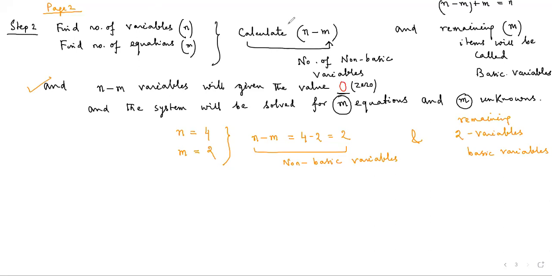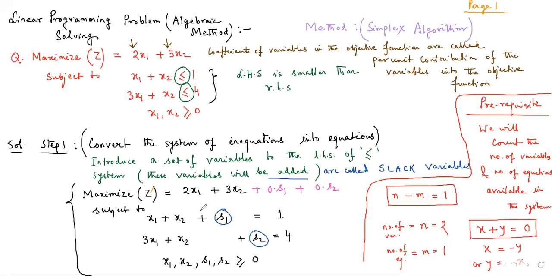The rule says that these n minus m variables will be given the value 0. Now you have to identify which variables you are going to consider to have the 0 value. The rule is that you do not touch the original variables. If I substitute x1 equal to 0 and x2 equal to 0, that means you are putting the origin into the system.